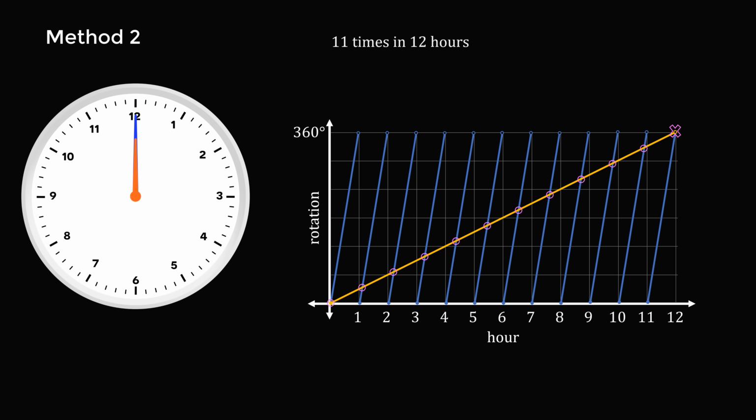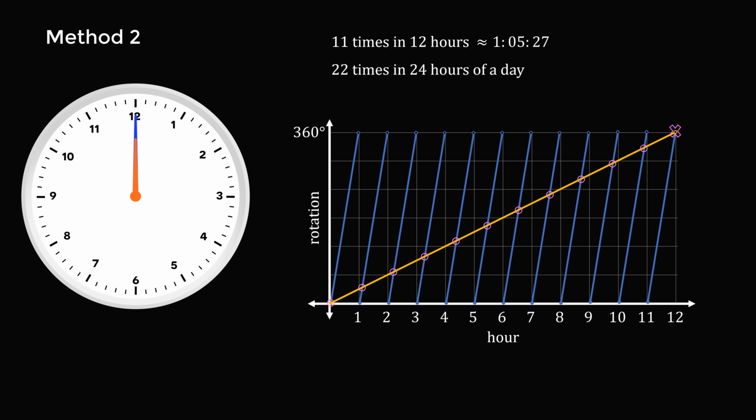So the graphs intersect 11 times in 12 hours, and this will be at even intervals because both of these are linear graphs. So just as we calculated before, this will be approximately every 1 hour, 5 minutes, and 27 seconds. So in 24 hours, we are going to get 22 times that the hands overlap. So this is another way that we can solve this puzzle.